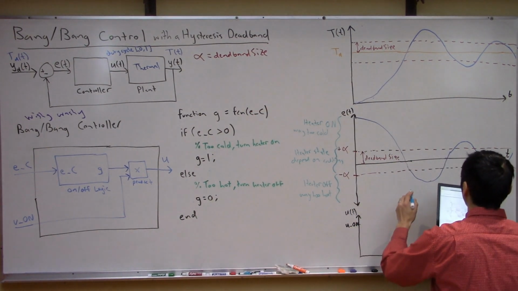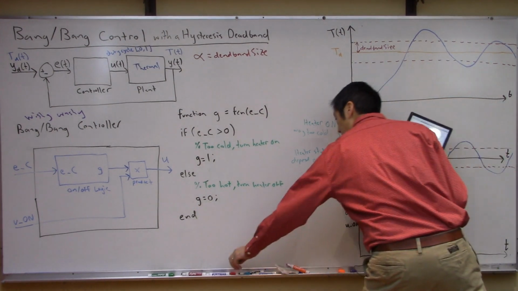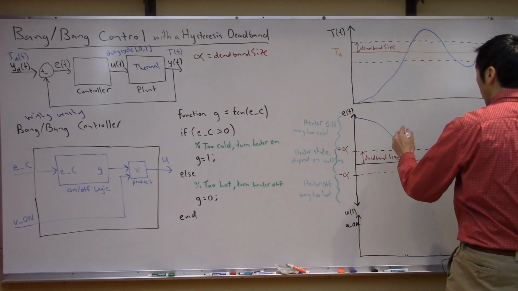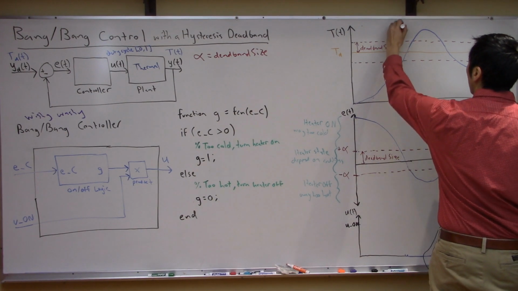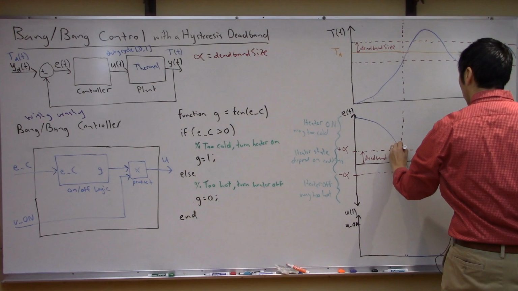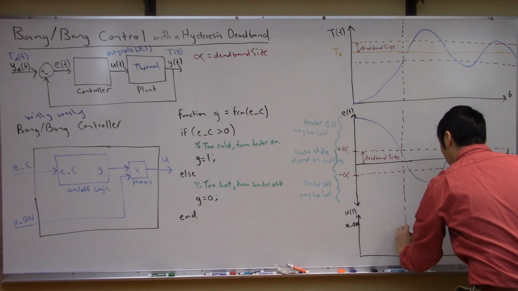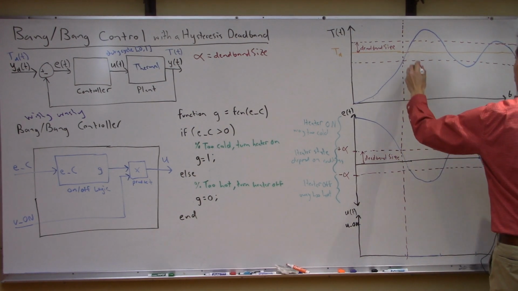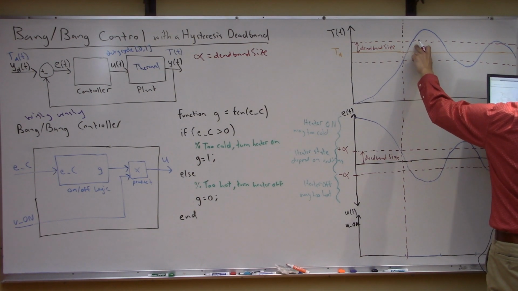Maybe what we can do is draw a couple of vertical lines that might help us see what's going on. We are very interested in what would happen right here, let's say when you first enter this deadband. And then there's another critical point out here.